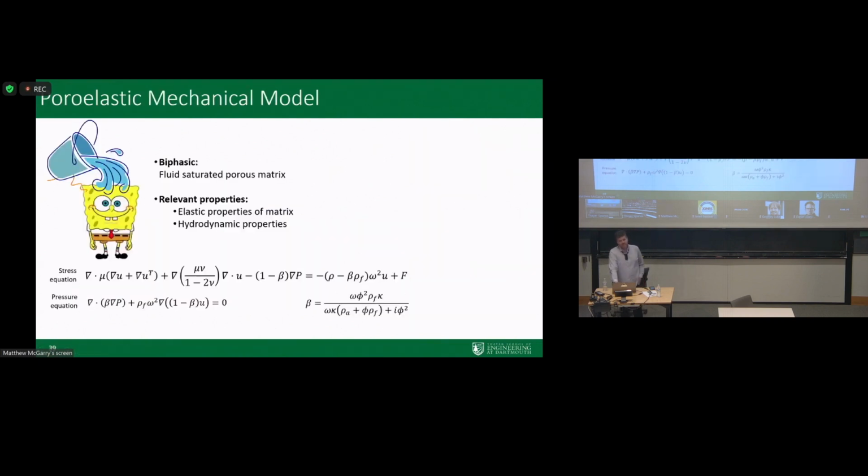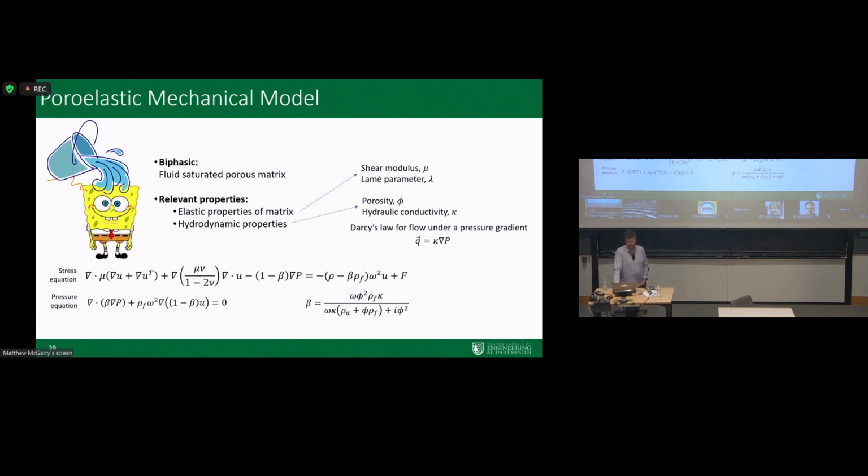At these lower frequencies, poroelasticity becomes more relevant. So the basic model of a poroelastic material is a fluid-saturated sponge, as you can see by my very realistic illustration here. The relevant properties for a poroelastic material are the elastic properties of the matrix, similar to the isotropic viscoelastic material. So the shear modulus is the important one here, and then also hydrodynamic properties, so how the fluid component of this poroelastic model is interacting with the porous matrix.